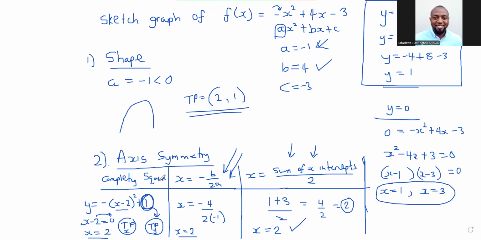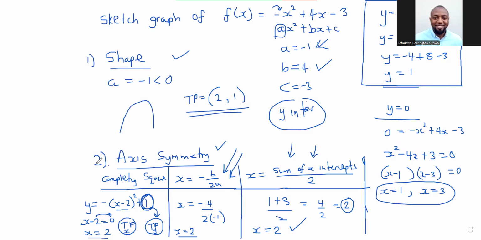So that's basically what you need before you sketch your graph. So already I have my x-intercepts. Then obviously you need to find your y-intercept as well. And after finding your y-intercept and your x-intercepts, and you've got the turning point in place, then you're good to go. You are able to draw your quadratic graph.